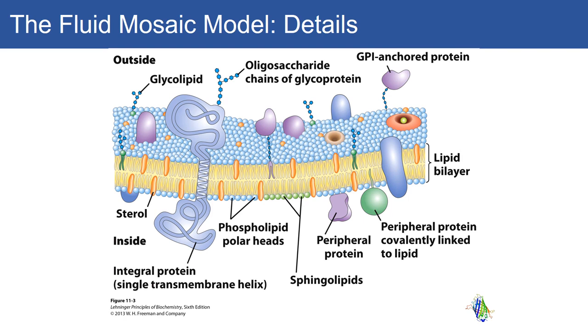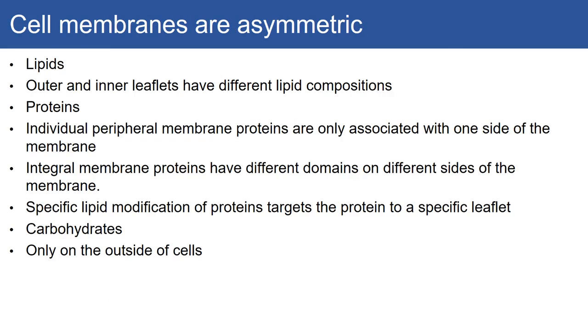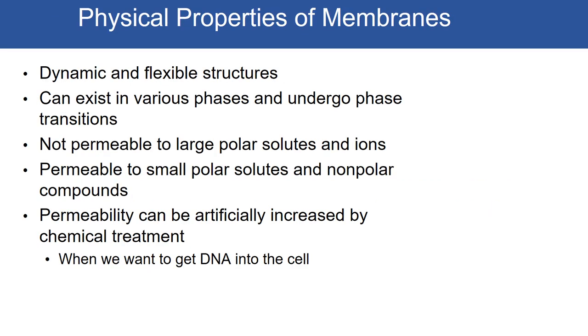They don't switch between inside and outside, but they do float in this sea of membranes. Carbohydrate moieties are attached on the exterior side of that surface. Okay. Again, cell membranes are asymmetric. I just want to reiterate that point.